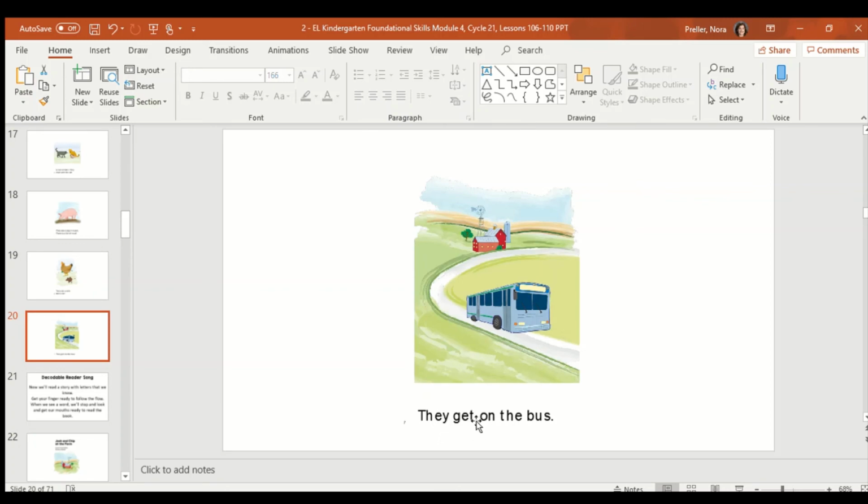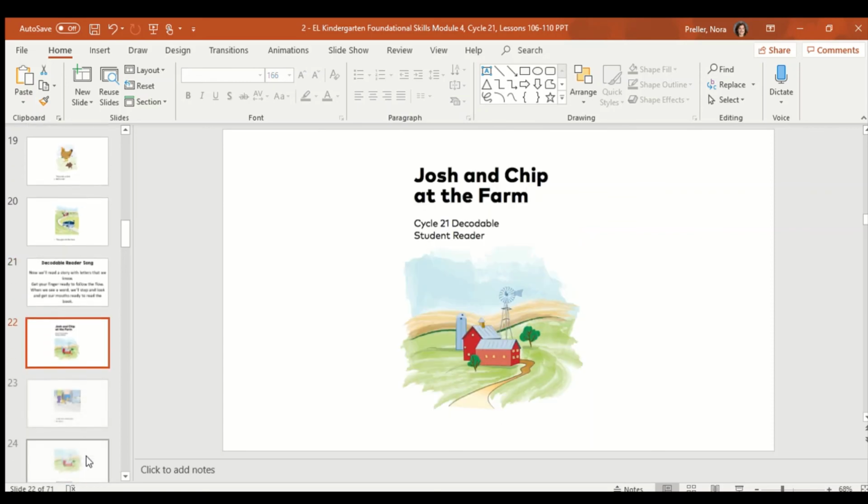They get on the bus. I knew that was bus because I saw it in the picture. Where do you think Josh and Chip are going at the end of the story when they get on the bus? You're right, they are heading back home. Remember, they told the cat, we'll come back and visit again.